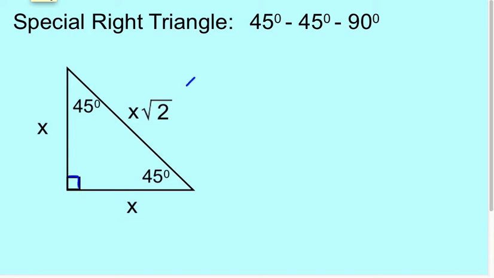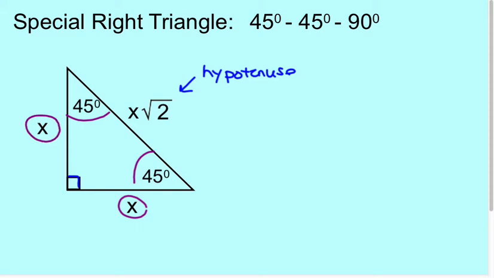So the side opposite is x square root of 2. This is called our hypotenuse. Now, with the other two angles being both 45 degrees, then the other two sides must be just x. They will be the same length. So whatever this x is here, these are just going to be your x lengths.